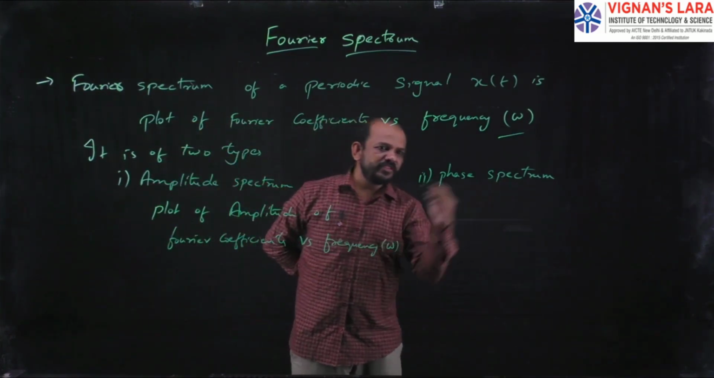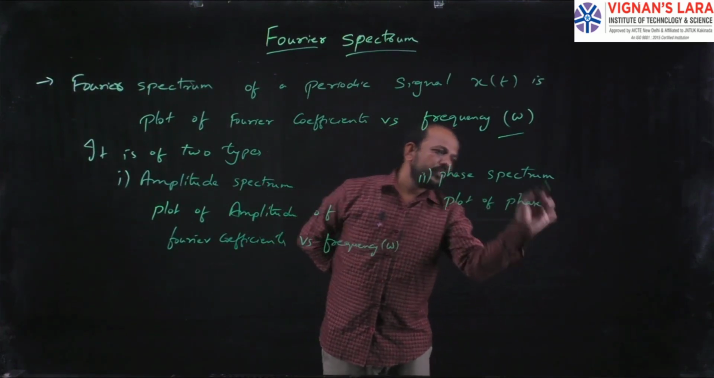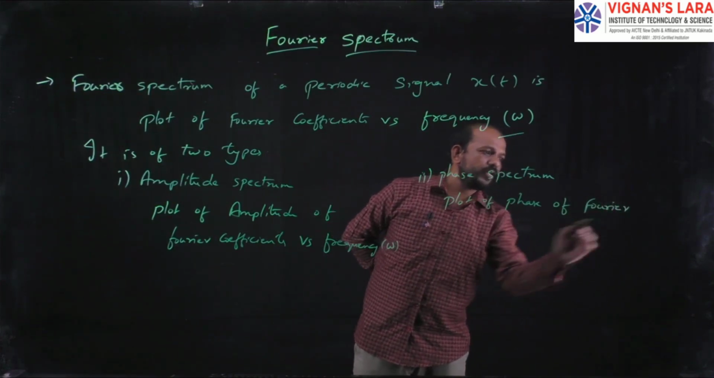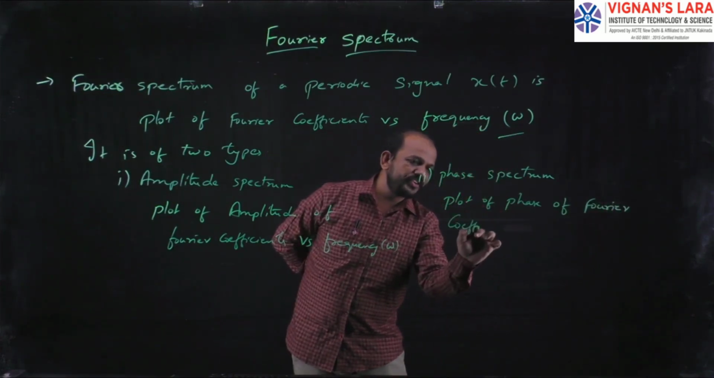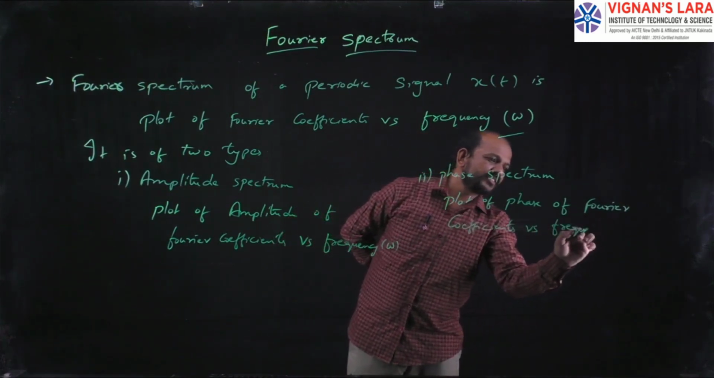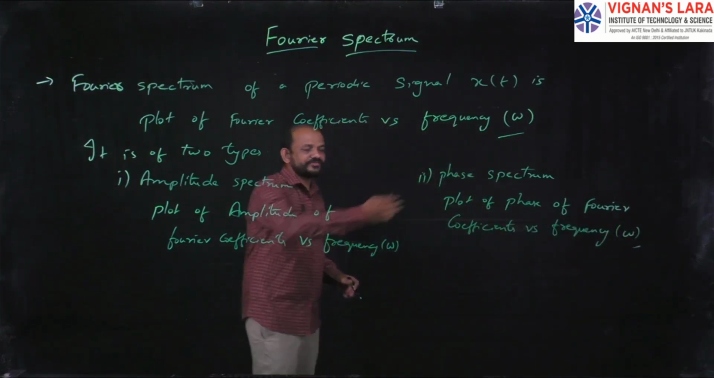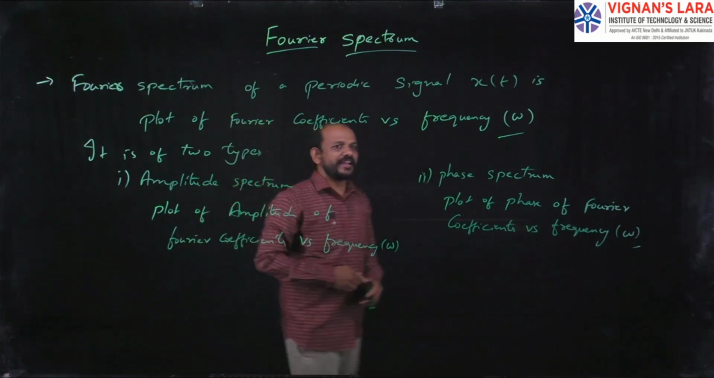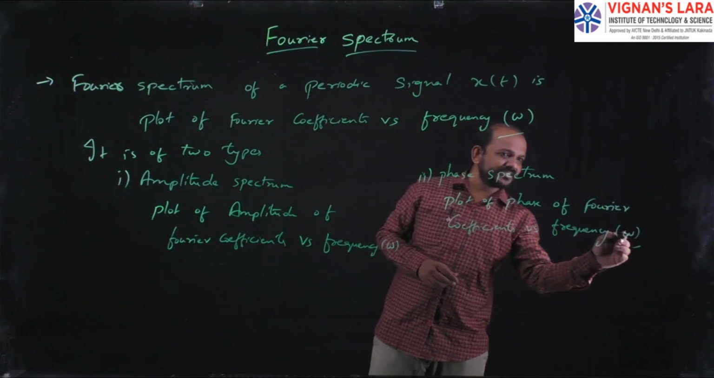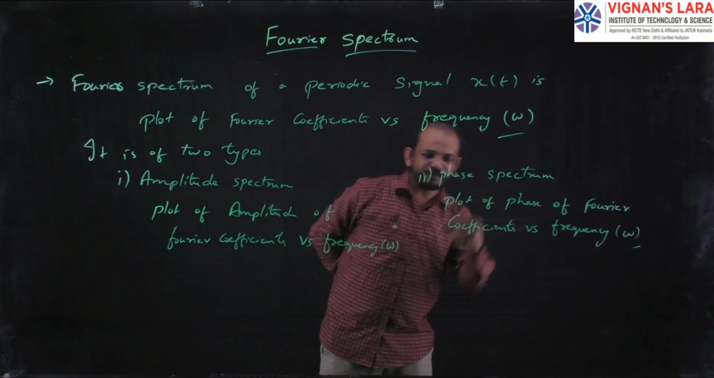In the same way, what is the phase spectrum? The plot of phase of Fourier coefficients versus frequency. If you want to call it exactly angular frequency, that is simply omega. So the plot of phase of the Fourier coefficients versus omega will give you the phase spectrum.